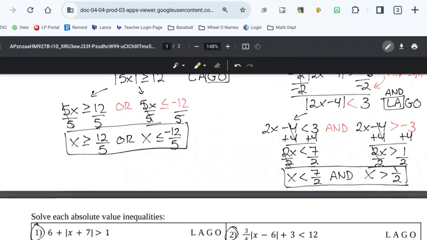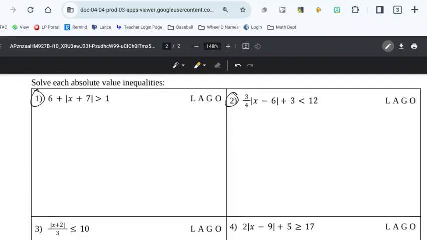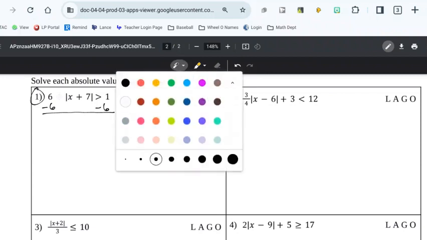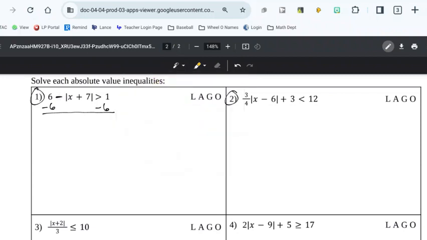All right, let's do a few more examples. So number 1 on the back. Is the absolute value isolated? The answer is no. We need to get rid of this 6 on both sides. And I have another error on my page. This should also be a minus sign here. Okay, so that cancels out.